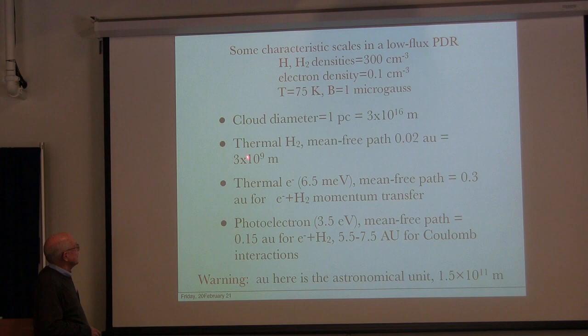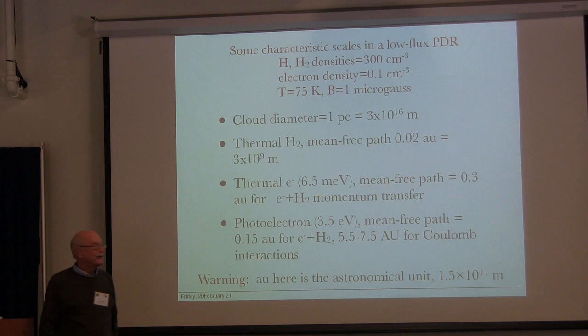In any case, the real point is that the mean free path for collisions in these conditions is gigameters, 10 to the 9th meters. And for momentum transfer in electron-neutral collisions, it's even larger, 3/10 of an astronomical unit. That's the distance between Mercury and the Sun. It's a large fraction of the scale of our solar system. That's the microscopic scale in a diffuse interstellar cloud.